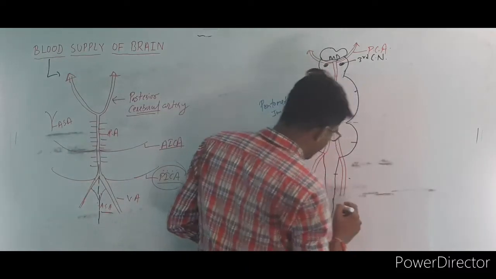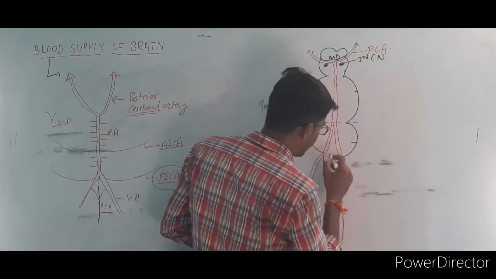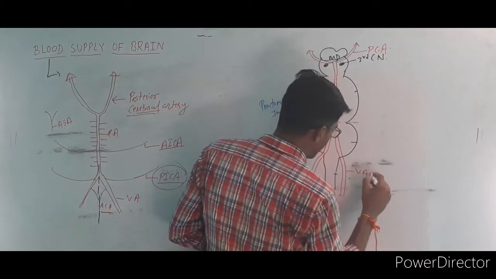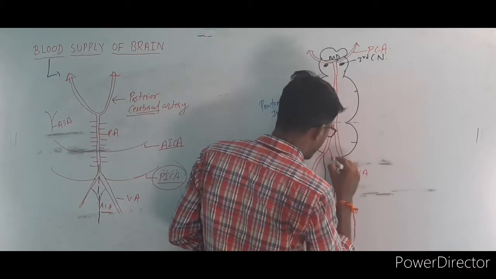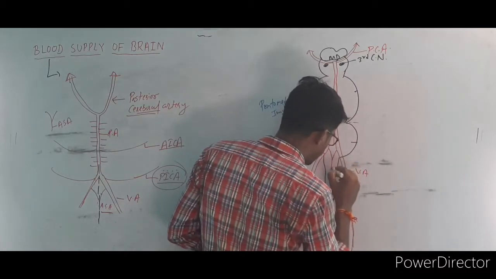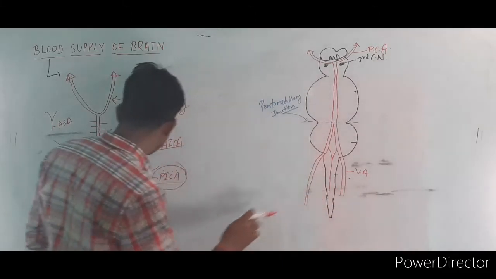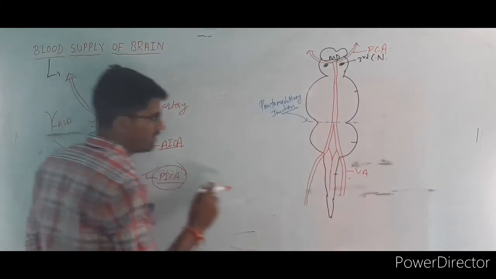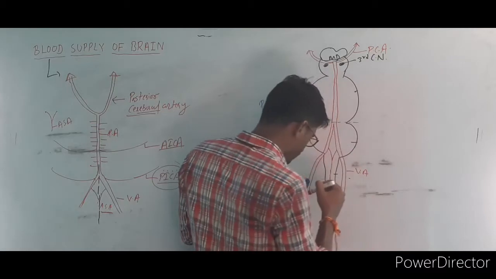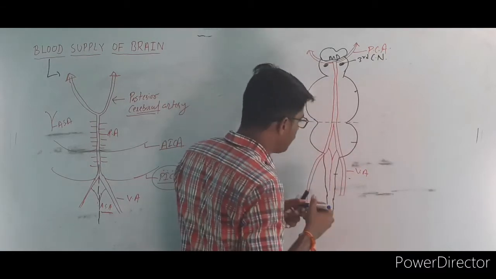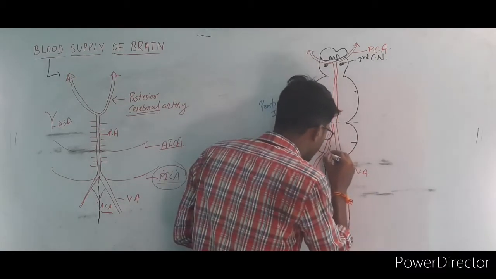Now the thing is, this is the vertebral artery. From here, the anterior spinal artery is coming. See here. This is the anterior spinal artery which I showed here. One thing I want to show in the blue marker, that this is what?